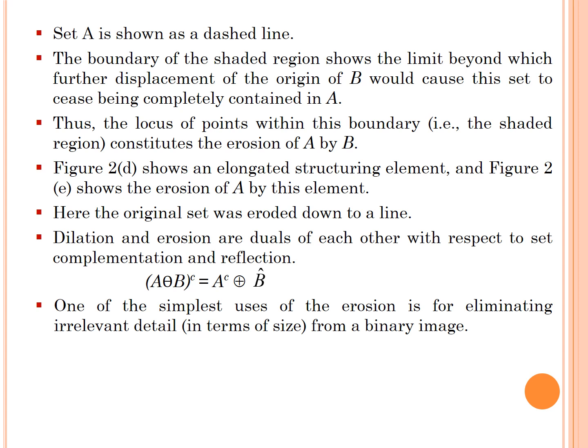Figure 2D is the elongated structuring element, and figure 2E shows the erosion of A by this element. Here, the original set was eroded down to a line. Dilation and erosion are duals of each other with respect to set complementation and reflection. That is, erosion of A by B complement is equal to dilation of A complement by B hat. One of the simplest uses of erosion is for eliminating irrelevant detail, in terms of size, from a binary image.